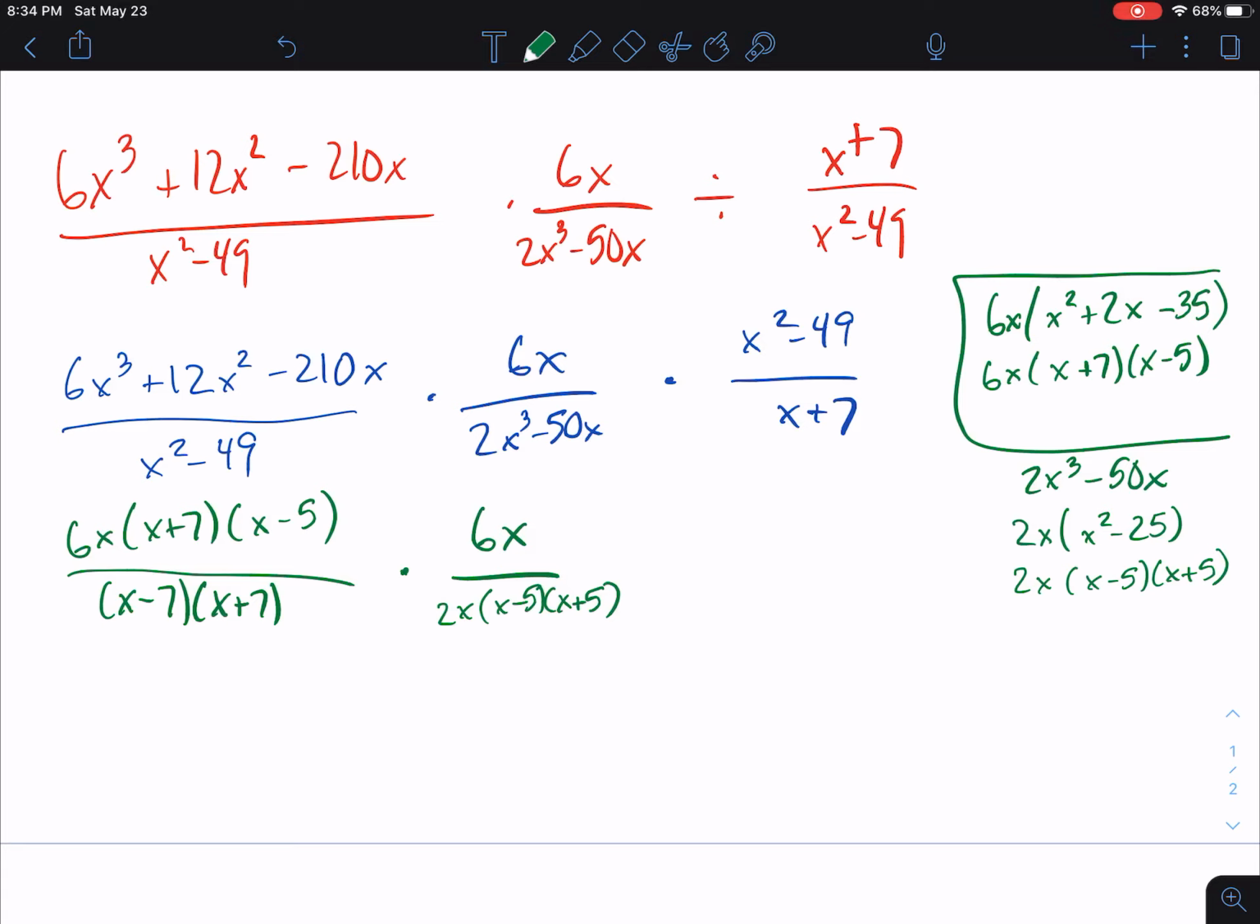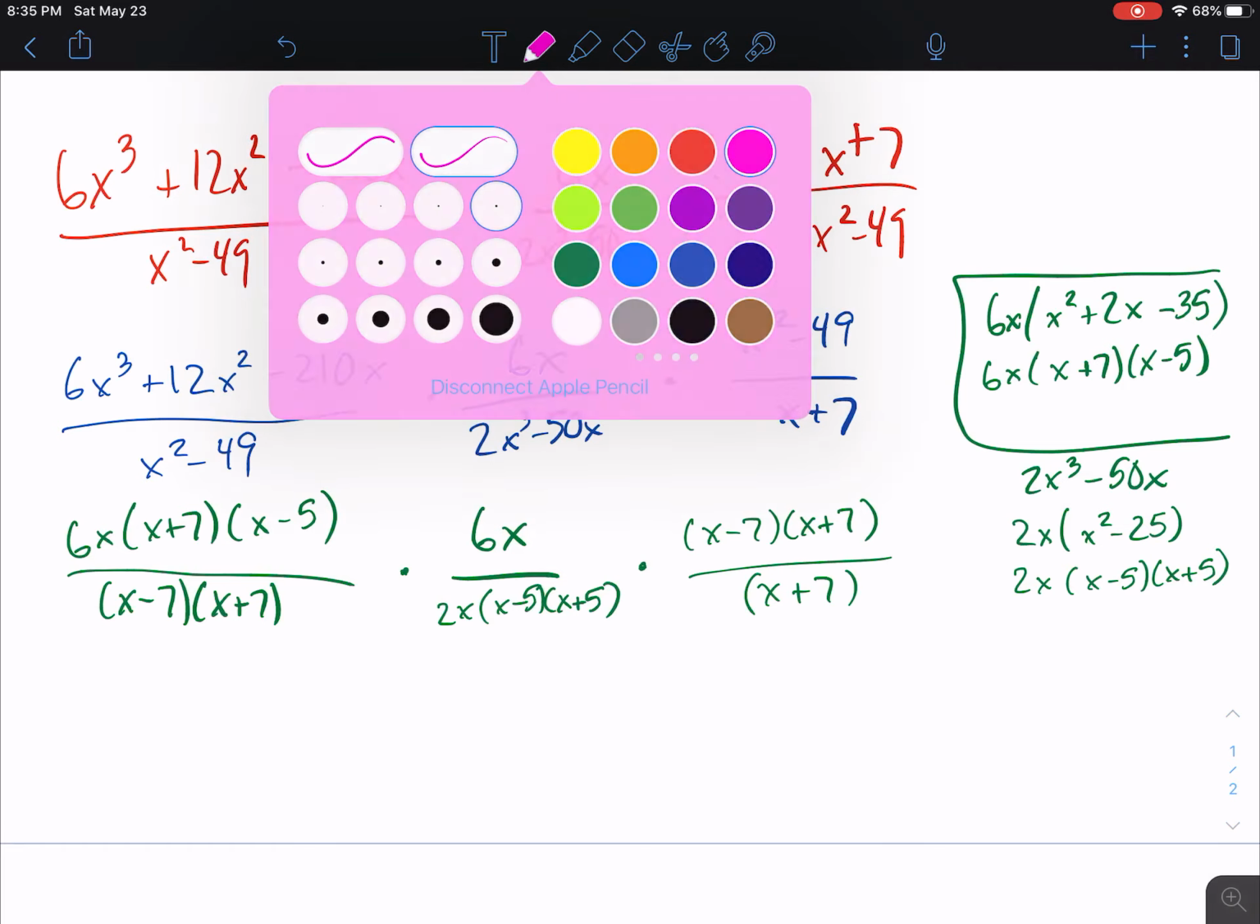But part of it is also anticipating that some of the GCF factorings are just generally going to become multi-level factorings. That's just kind of how these problems work out. On top, we're going to get x minus 7, x plus 7. And on the bottom, we just have an x plus 7. And again, put in parentheses. Make your life a little bit easier.